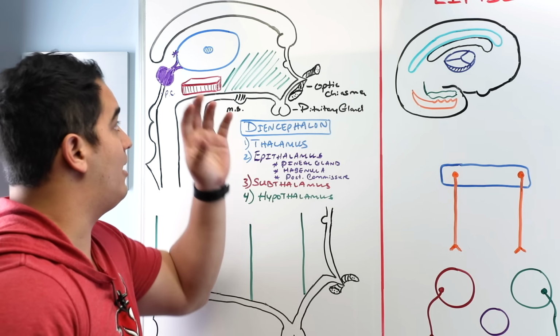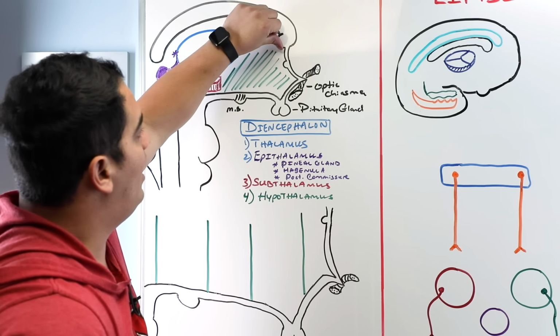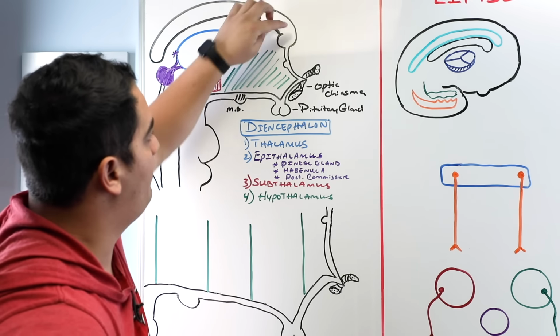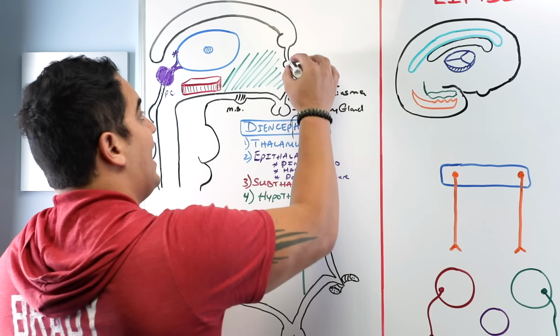One other thing, just to define the borders here. You see you have this thing here coming down from the corpus callosum. Here's your corpus callosum, right? You have this structure coming down here.